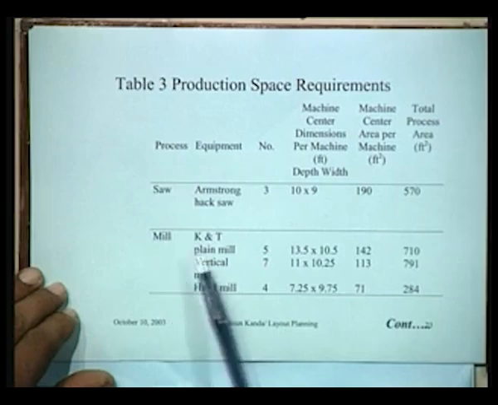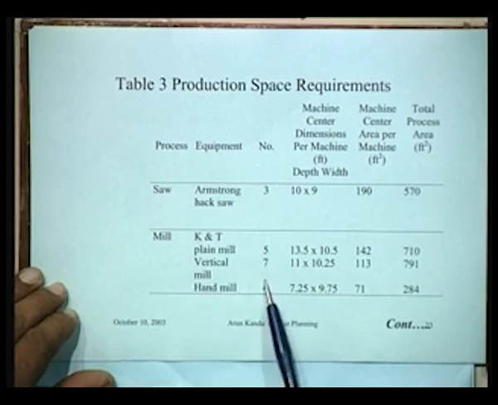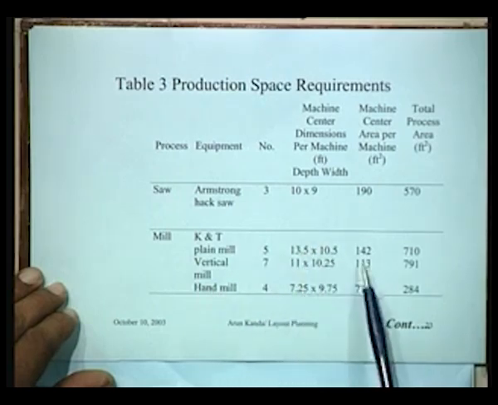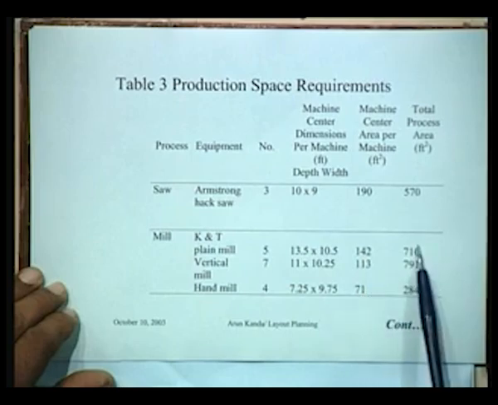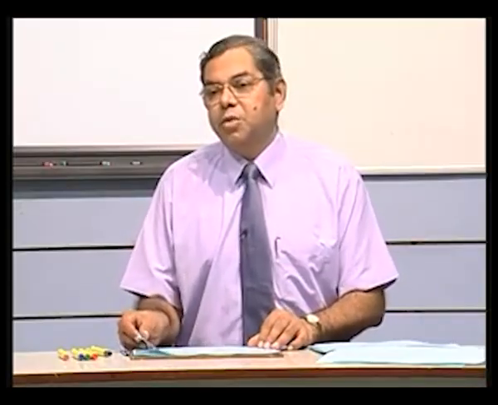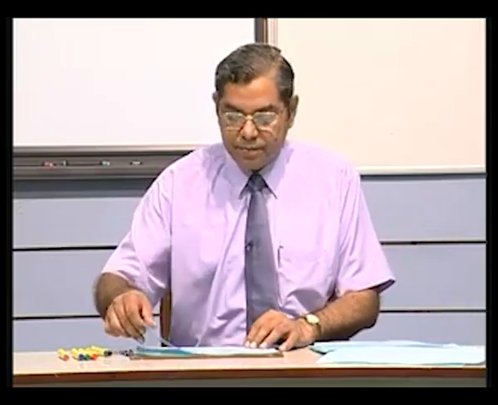Similarly, in the mill you might have different types of machines. You have a plane mill, 5 of them, vertical mill, 7 of them, hand mill, 4 of them. You know the department sizes of the machine center requirements, area of each department, and the total area corresponding to each of these machines. So this exercise can be done for the calculation of the production space.